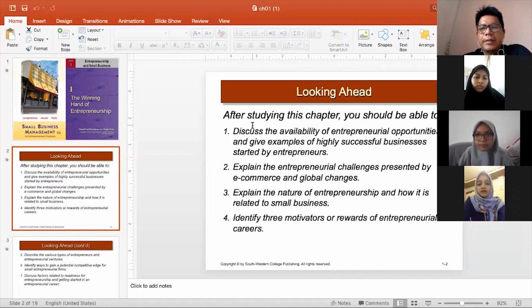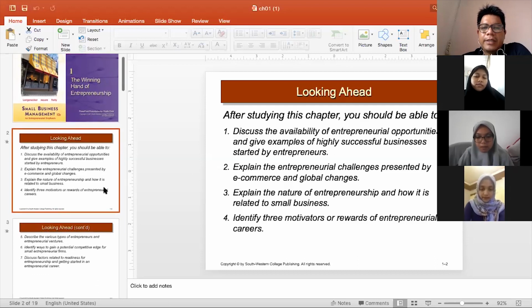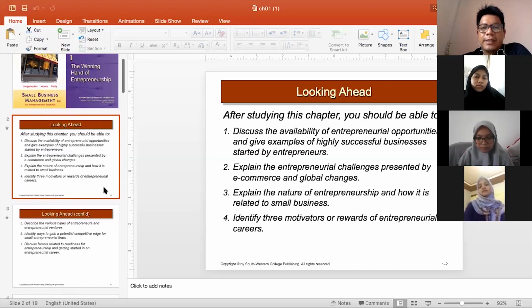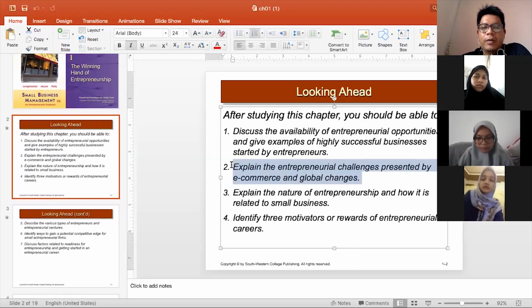After studying this chapter, you should be able to discuss the availability of entrepreneurial opportunities and give examples of highly successful businesses started by entrepreneurs. Explain the entrepreneurial challenges presented by e-commerce and global changes. Actually, this is what is happening today, right?